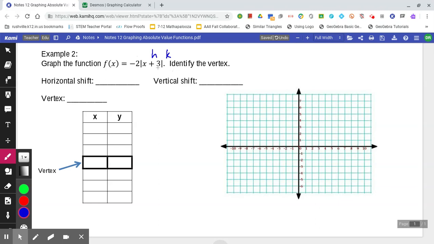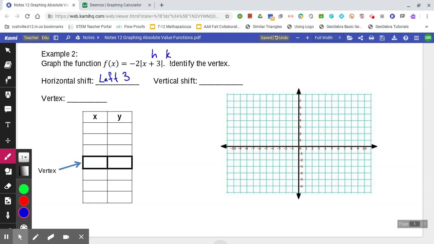First off, starting with h, that plus 3 is either going to move us to the left or to the right. And remember, this value does the opposite of how our intuition would tell us to interpret it. So if we see a plus 3 inside, that is going to mean to shift to the left 3. So h goes in that opposite direction. We see a plus 3, that's going to take us to the left.